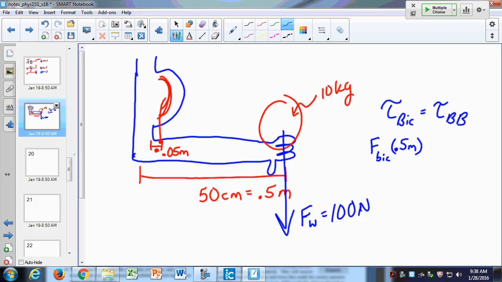I'm sorry, not 0.5 meters. What's the moment arm for the bicep? Is it the moment arm for the bicep? The moment arm is the distance from the axis of rotation to where the force is applied. Where's the axis of rotation in this guy? The elbow. And where is the force applied? How far from the elbow?